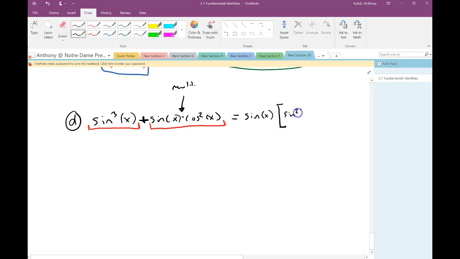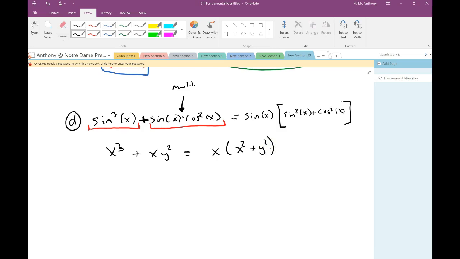Sine squared x, good. And when I factor the sine from the second term, I have a cosine squared x. You're dividing when you factor it off. Similar to if this was like x cubed plus xy squared. Same idea, just instead of x and y, it's sine x and cosine x. So it's just like a different variable name, but the same kind of idea.